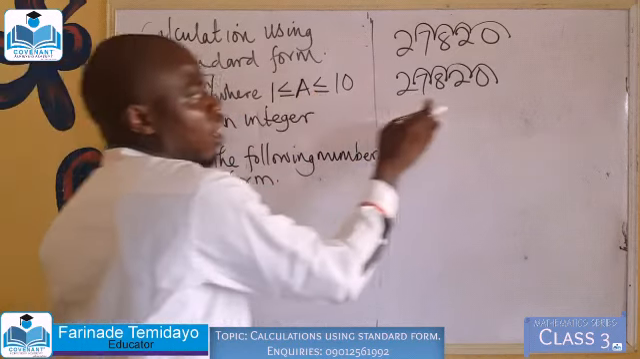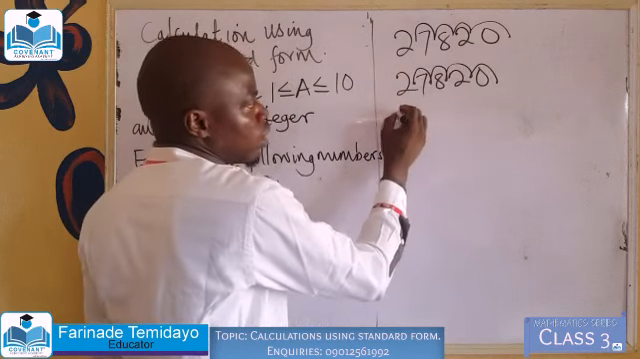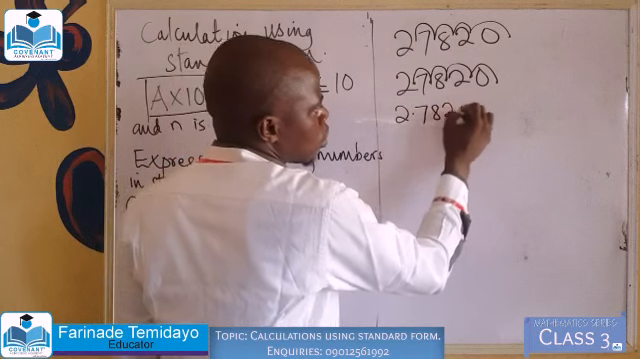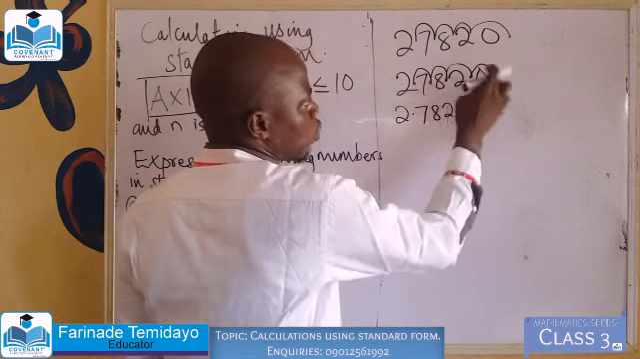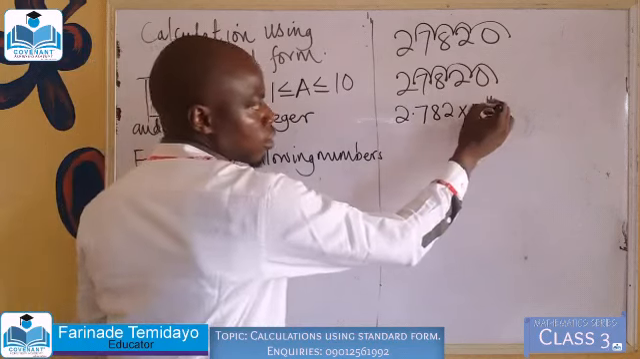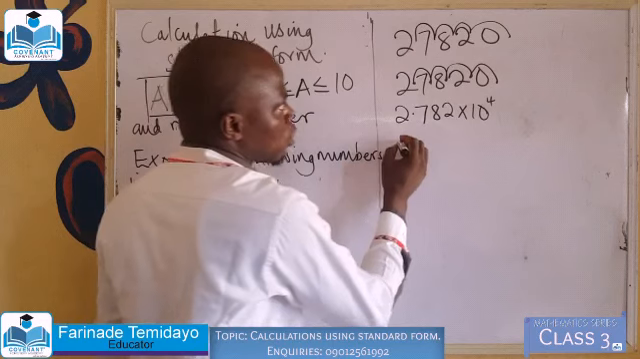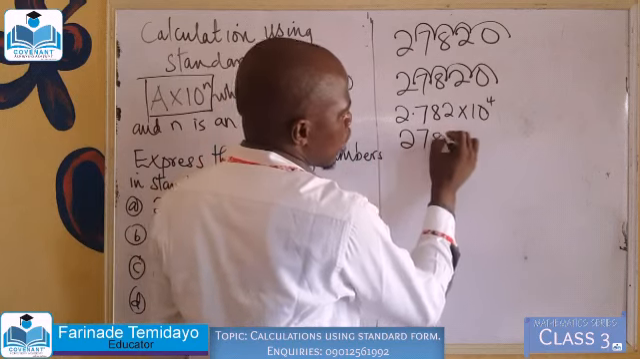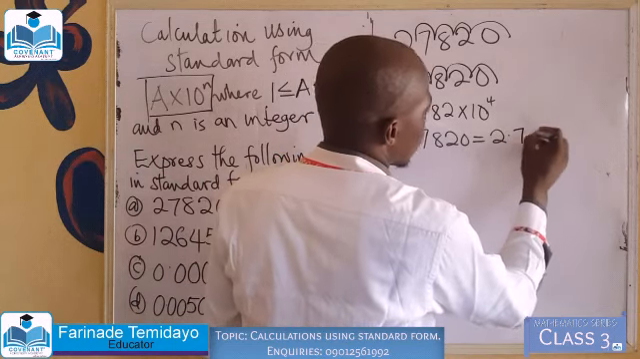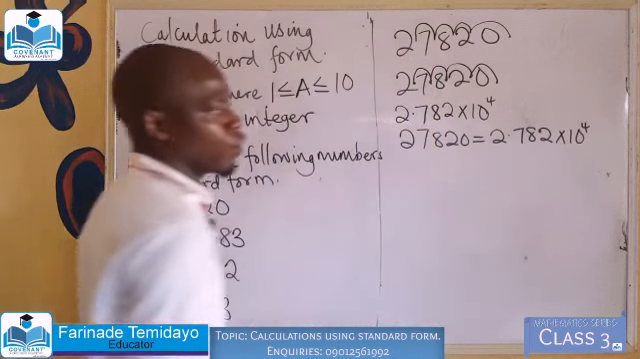So in that case, how many times do I move my decimal point? 1, 2, 3, 4. Then this number becomes 2.782 times 10 raised to the power how many? 1, 2, 3, 4. 4. That is this number in standard form. So I can put it this way: 27,820 is equal to 2.782 times 10 raised to the power 4 in standard form.